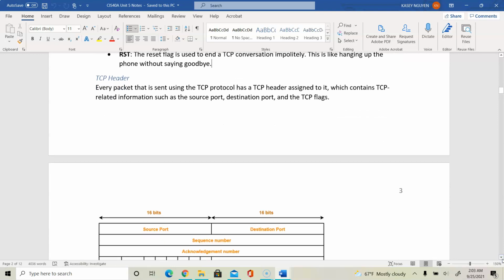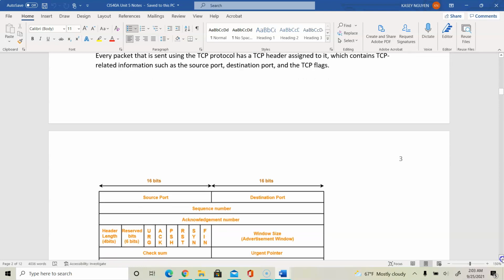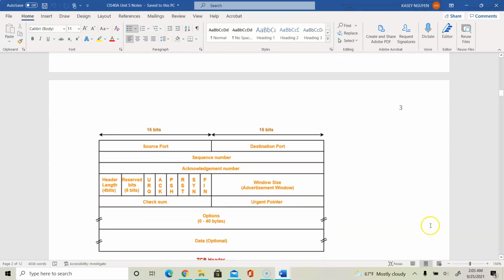Every packet is sent with the protocol, and it contains the header. The information in the header includes the source port, where it's coming from, which is 16-bit, and the destination port, where it's going to. It uses a sequence number to make sure that it rearranges all your data back in order. And it has an acknowledgement number to be used.